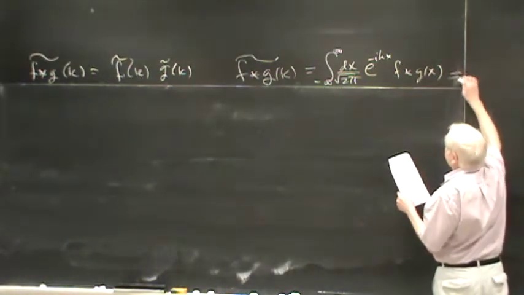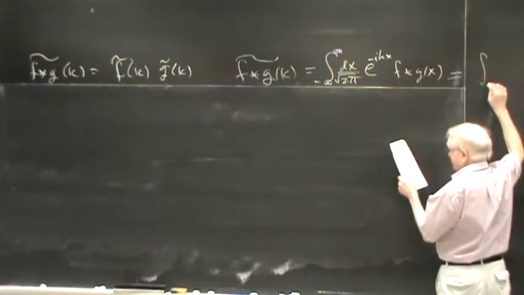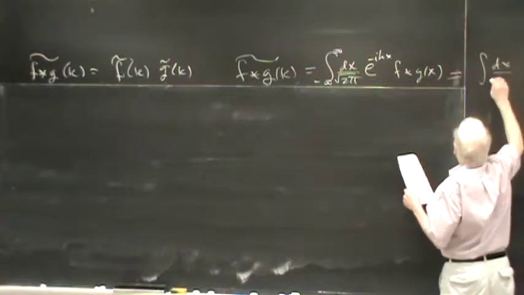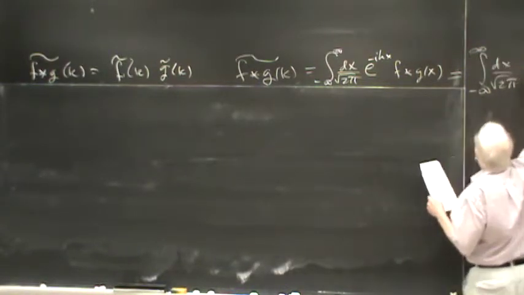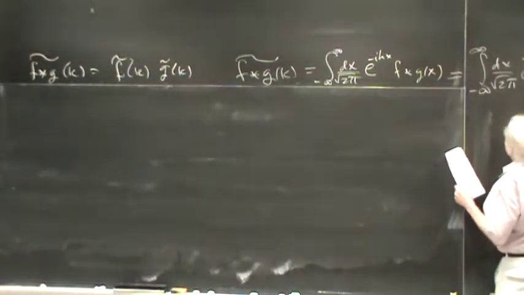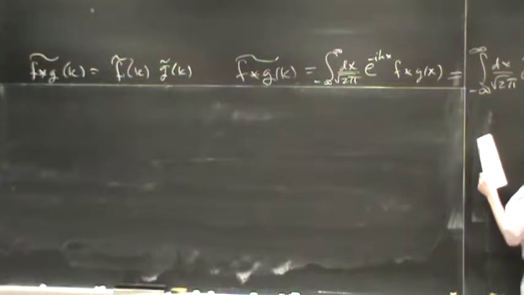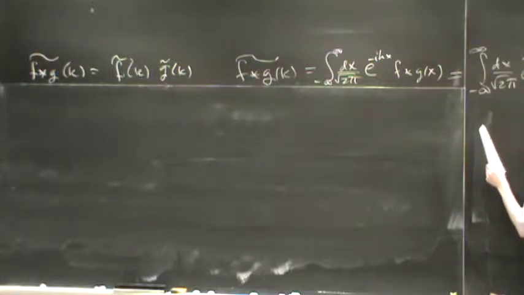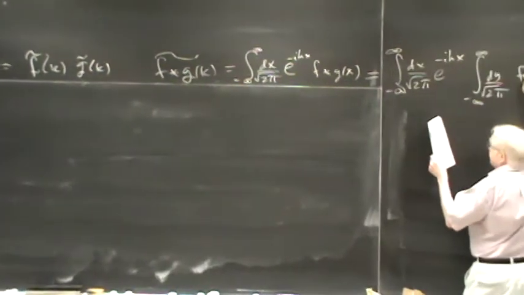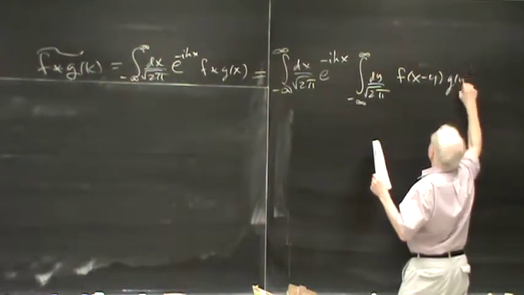And now we're going to write the convolution explicitly. So this is dx first over root 2π. And now the convolution itself is an integral dy over root 2π, again, minus infinity to plus infinity. But now instead of phase factors, you have f of x minus y, g of y.